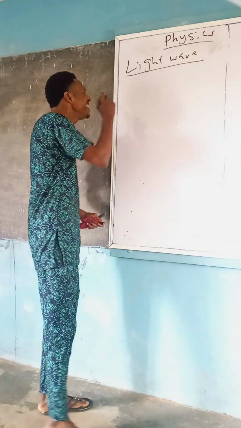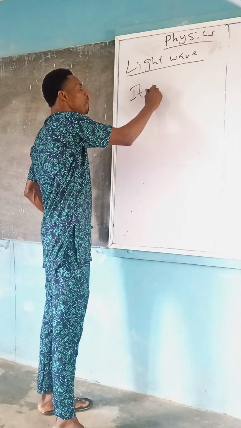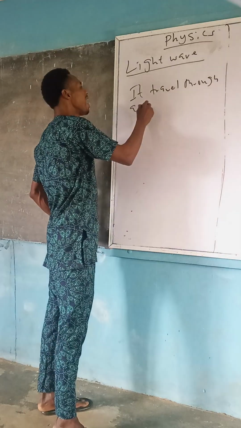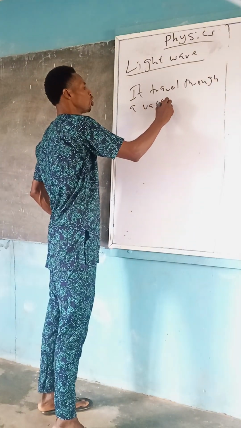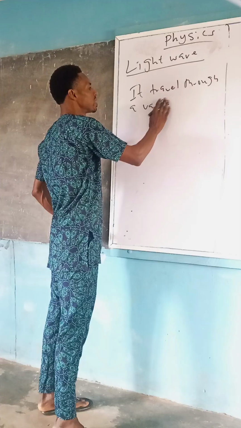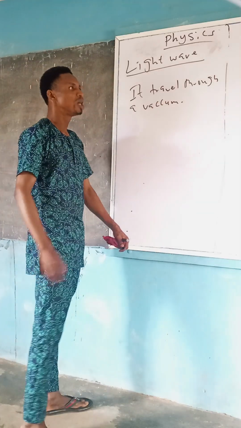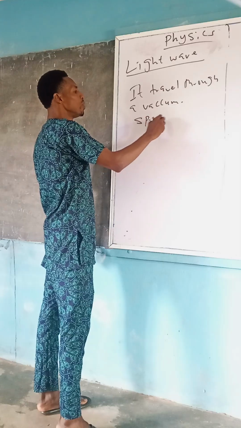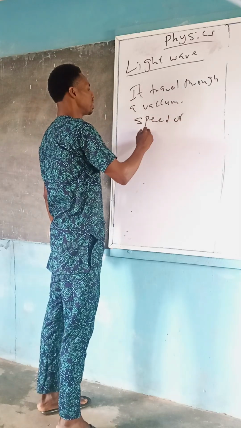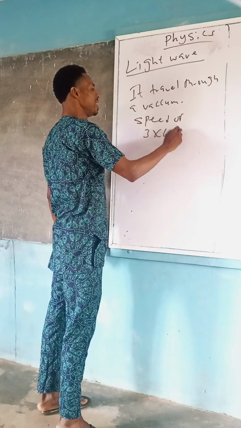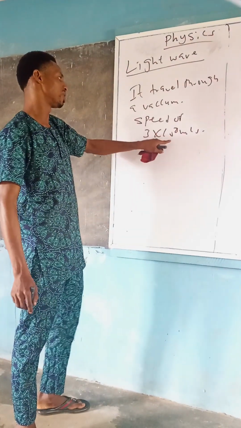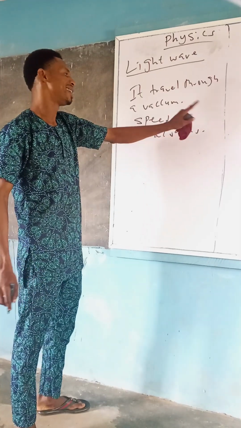Light travels through a vacuum. Please take note of that. And it travels through a vacuum with the speed of 3 times 10 to the power 8 meters per second. Please take note of that.